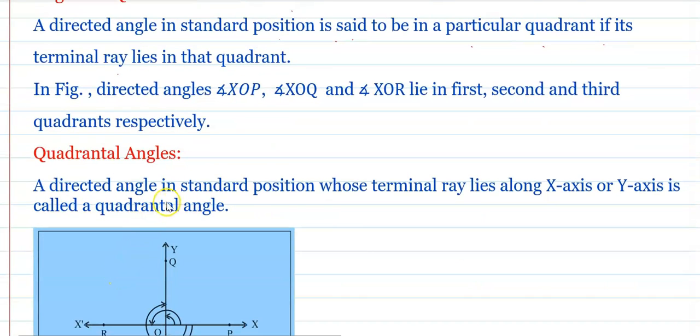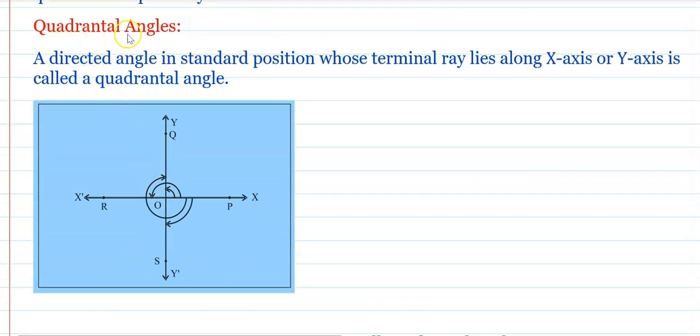Now the next is important. Quadrantal angles. A directed angle in a standard position, whose initial ray lies along the positive direction of the x-axis and whose terminal ray lies along the x-axis or the y-axis, is called a quadrantal angle. That is, angle POQ is a quadrantal angle because its terminal ray OQ lies on the x-axis.